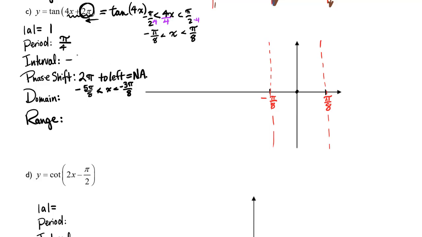So my interval is from negative pi over 8 to positive pi over 8. I break my interval up into quarters. And I sketch the tangent.